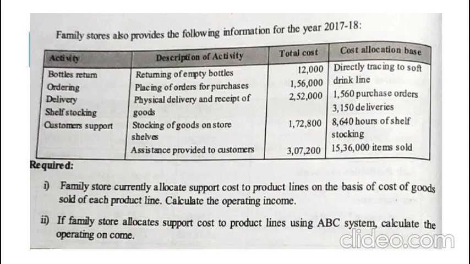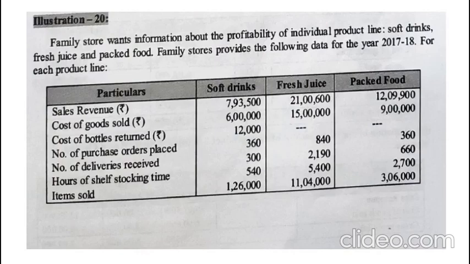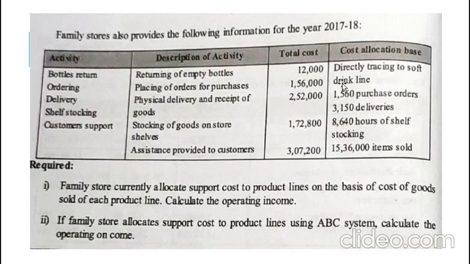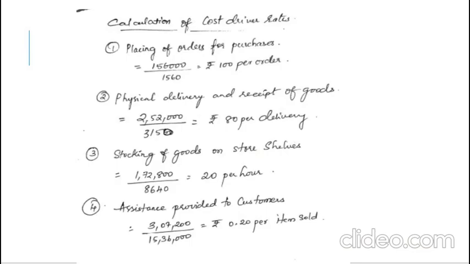So please don't get confused. This is for each product what is the purchase order, and what is given here is the total purchase orders, which has made your work simple to calculate. So placing of orders for purchase, returning of empty bottles, then stocking of goods on stores, assistance provided for everything. The cost allocation is given for each product line in the question, as well as the total being given here. So let us find out the cost driver. The cost driver calculation will be done now.